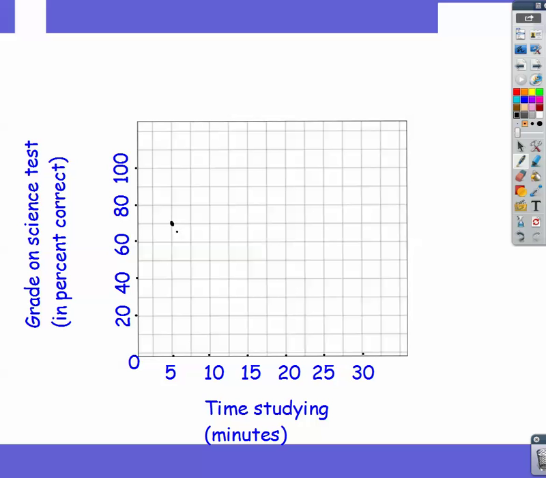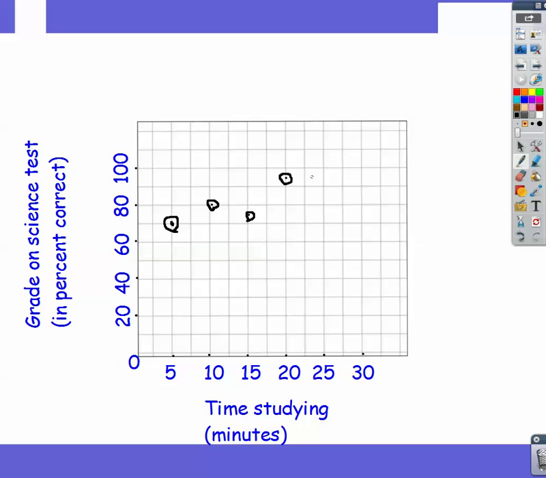Now I put a dot. I also suggest you put a little circle around the dot. That way you know it's not a straight mark. And then the student that studied for 10 minutes, they got a 80%. So we put their data point, circle it. Student studied for 15 minutes. Oh, this student must have had an off day because they only got a 75%. So they dropped a little bit. But the student who studied for 20 minutes got 95%. So I'm just plotting my data on here.